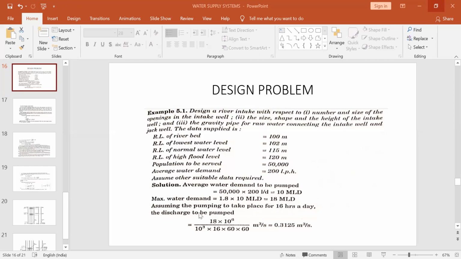Now again, assuming the pumping, this discharge has to be pumped down. This has to be pumped using a pump house. Now this pump house can use the pump for 16 hours. This is what you are assuming. See here it is written, assume any other suitable data. So you are using it for 16 hours a day. You cannot use a pump for 24 hours a day. It will burn.